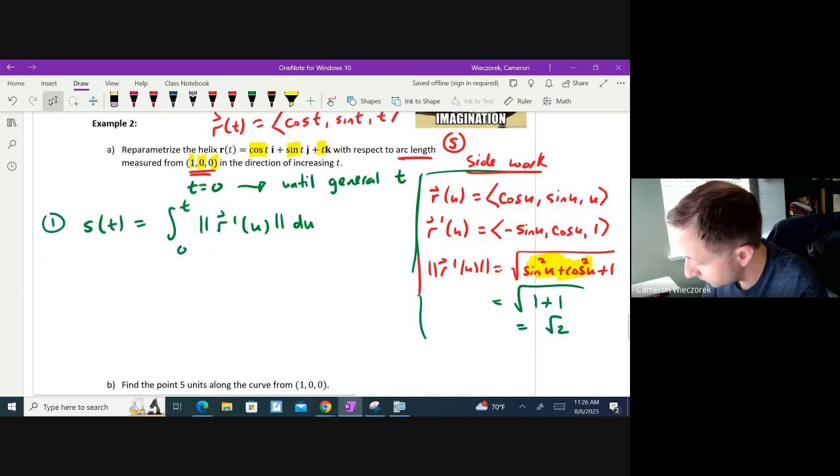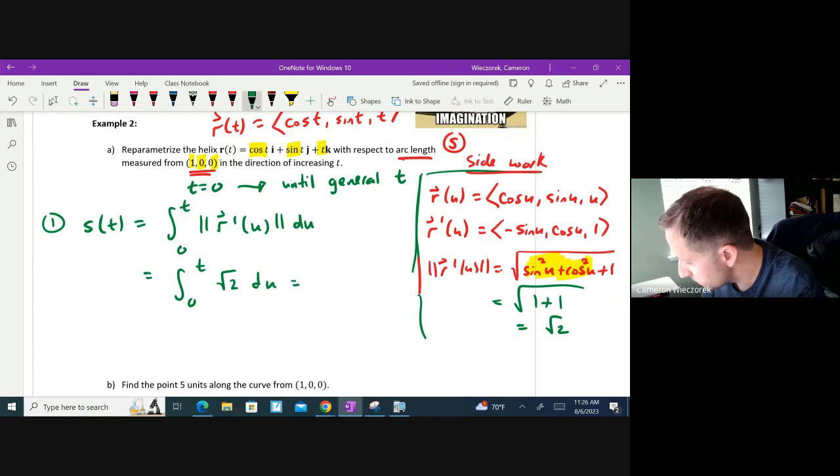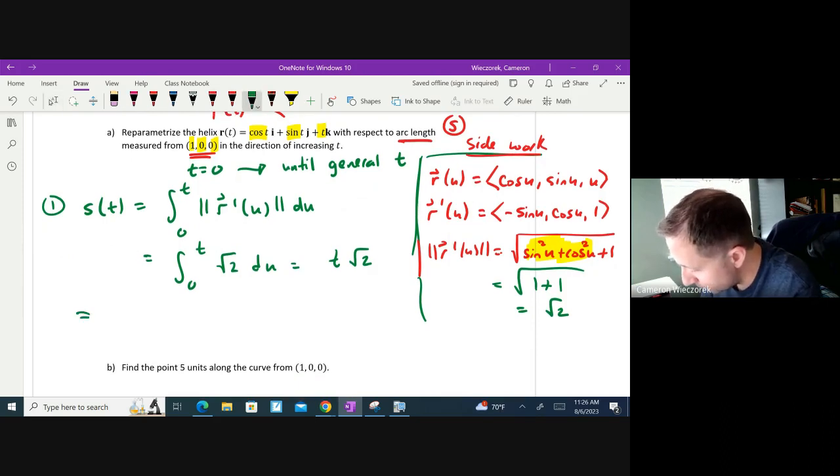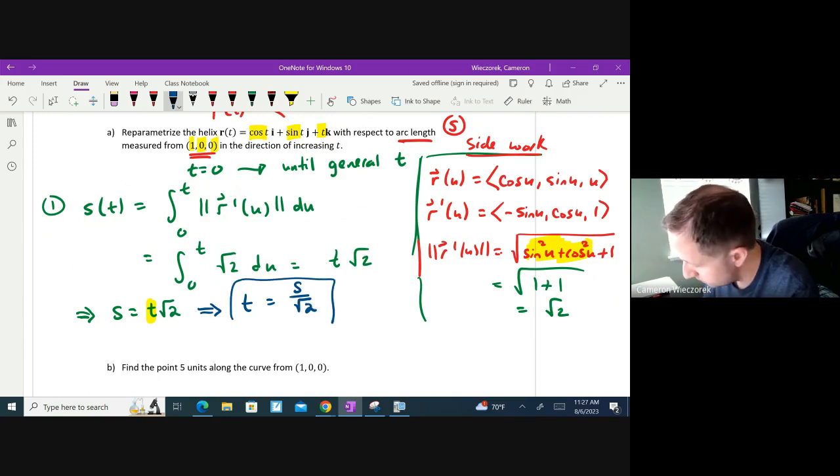So we end up getting the integral from 0 to t of the square root of 2 du, which gives t square root of 2. So what does this tell me? Re-parametrizing, this implies that s is equal to t square root of 2. I want to express everything in terms of s, so I'm going to solve for t in terms of s. This implies that t is equal to s over the square root of 2. That's what we need to get to: an expression for t in terms of s. This is my function t of s.